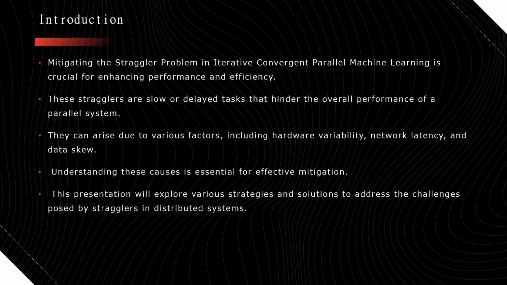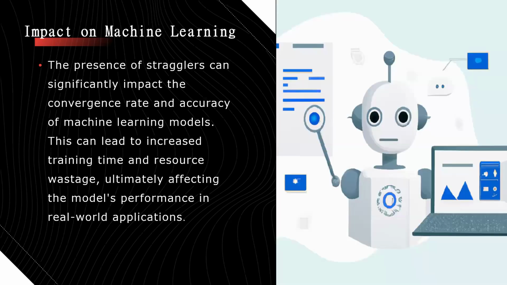Consequences of stragglers in machine learning: extended computation time. The overall training time increases, leading to inefficiencies. Poor model performance: inconsistent iterations can affect model accuracy and convergence. Resource wastage: idle resources while waiting for stragglers can lead to increased operational cost. User frustration: longer wait times for results can hinder research and deployment cycles.